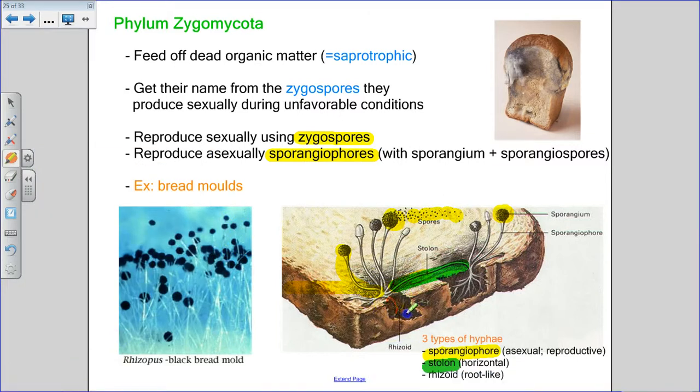Okay, the third type are these ones down here that look like little mini roots. So they act like little mini roots, and they anchor it into the substrate. So the substrate is the word that we use for whatever it is that they're growing and feeding on. So in this case, the bread would be its substrate. Okay, so it's going to anchor it into the bread.